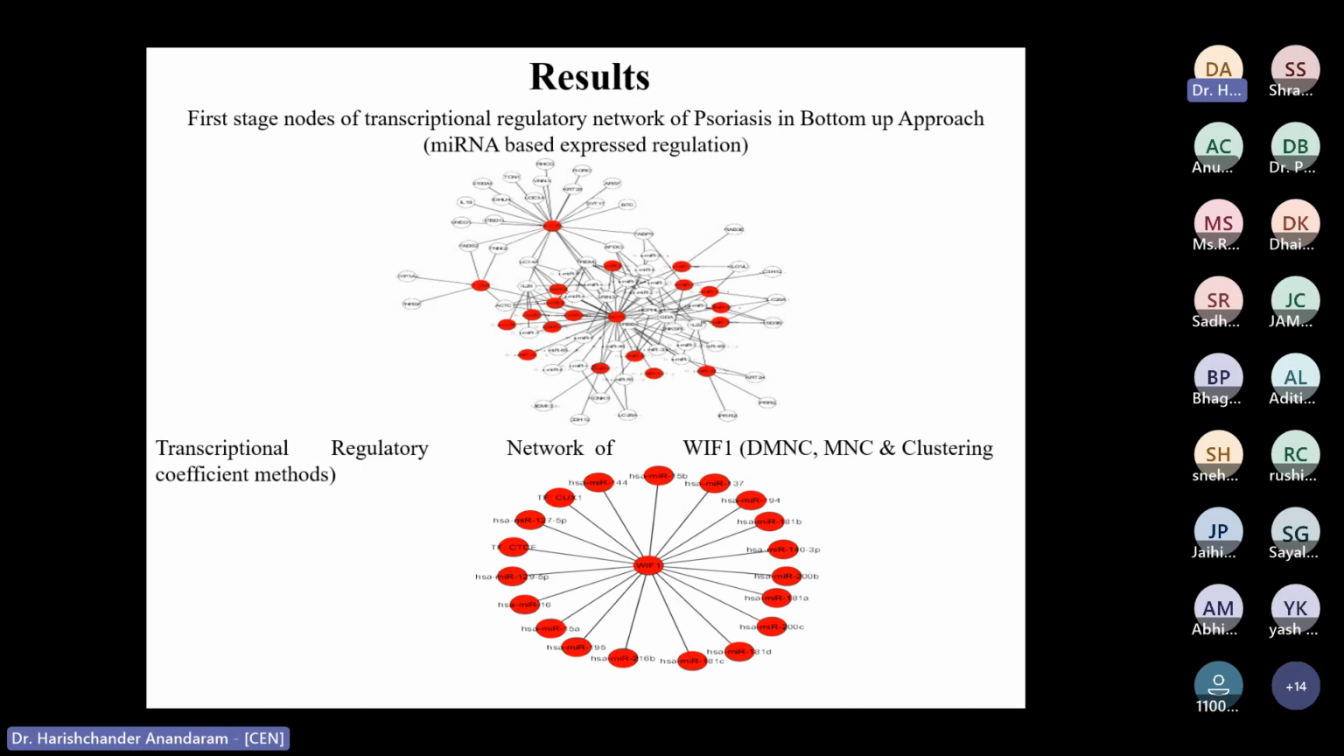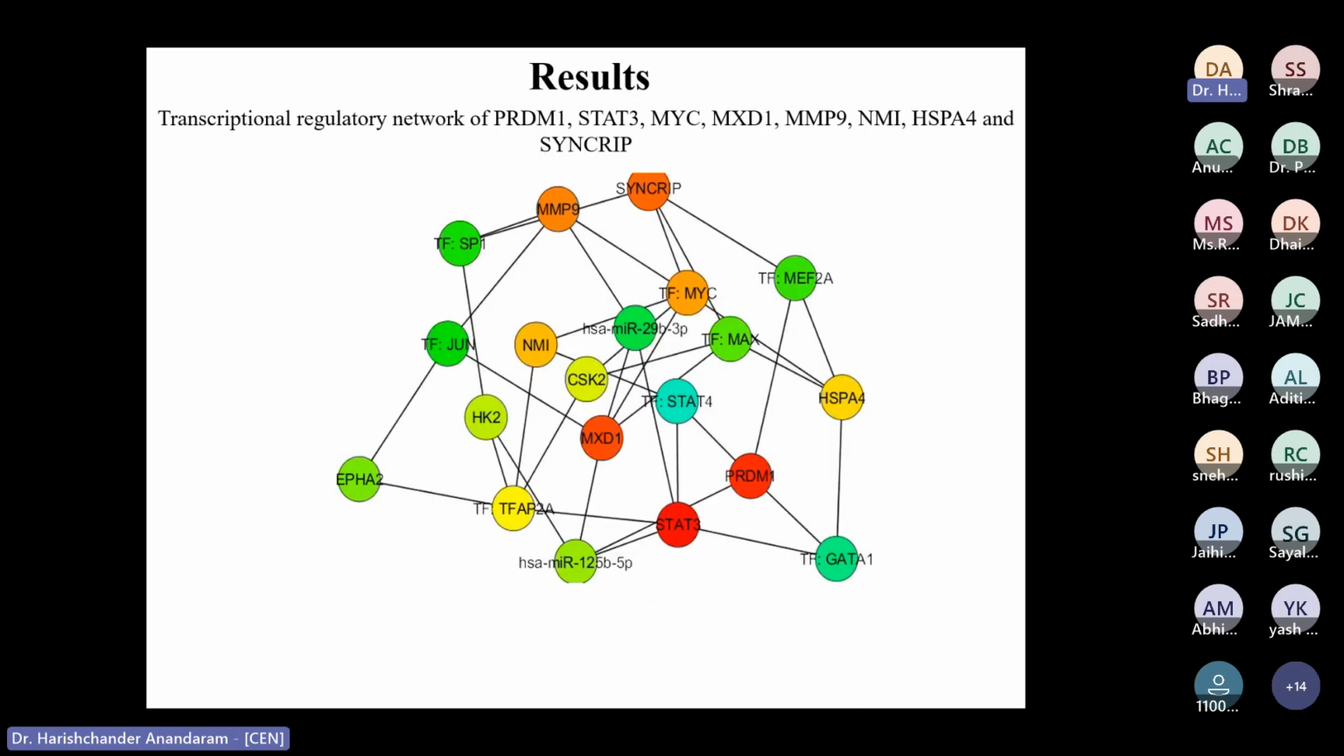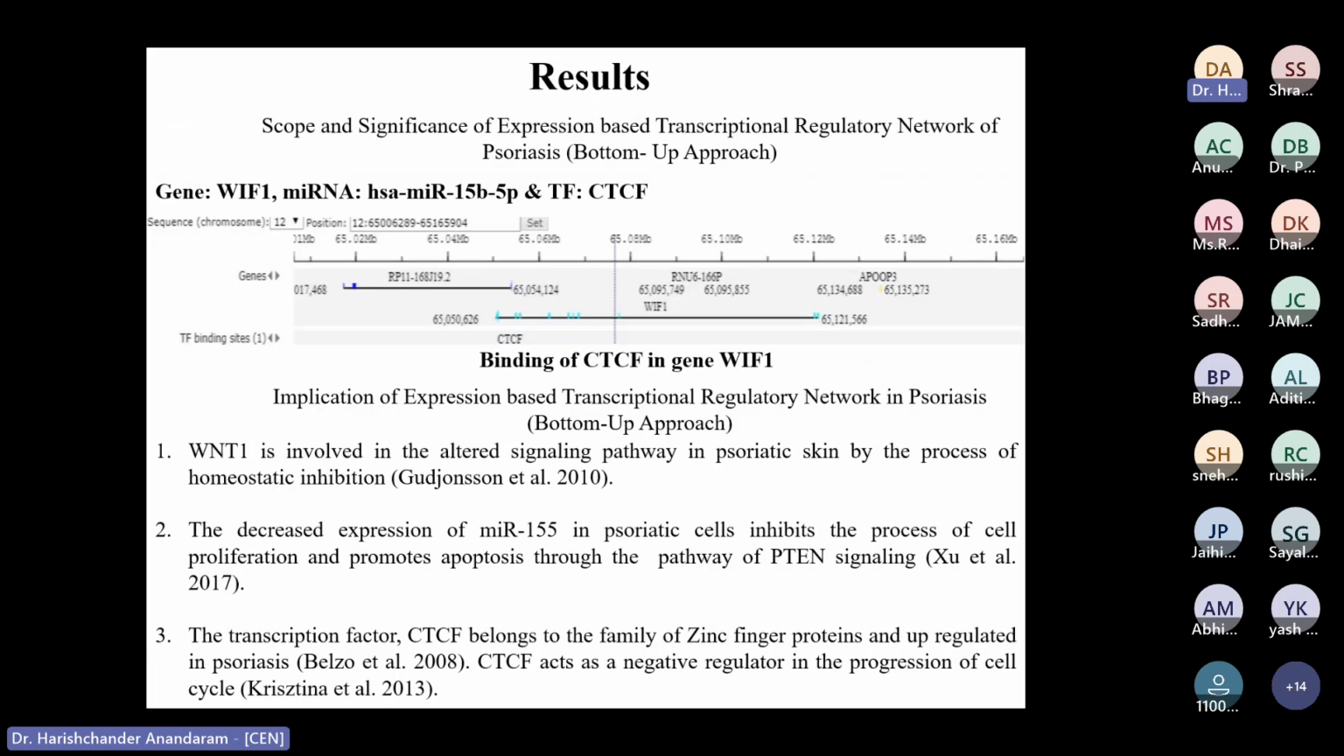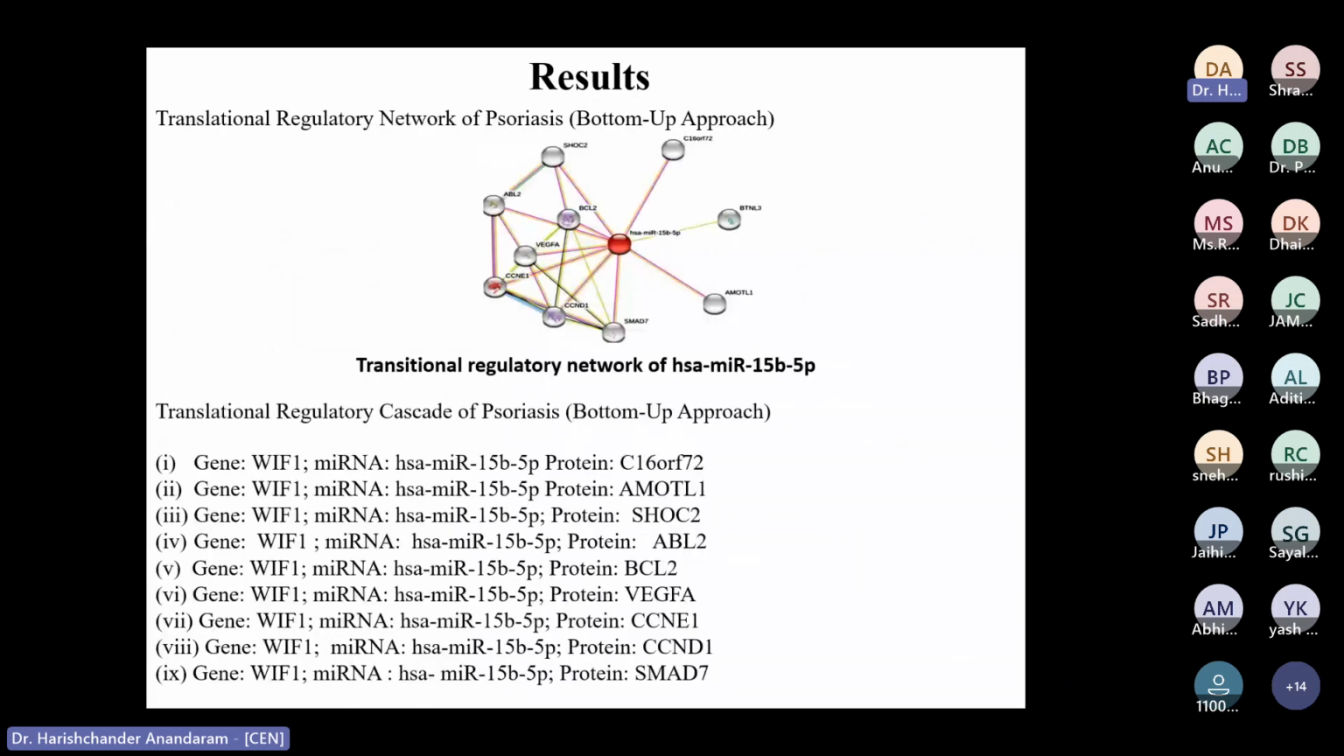WIF1 was explored in psoriasis, which we have reported first. And then the related networks of STAT3 were also executed. You can see only the ones which had proper binding and scoring, which can form the canonical triplex and the duplex, were taken. And finally, they were cross-checked with the human genome browser and the transcription factor-based interactome studies.